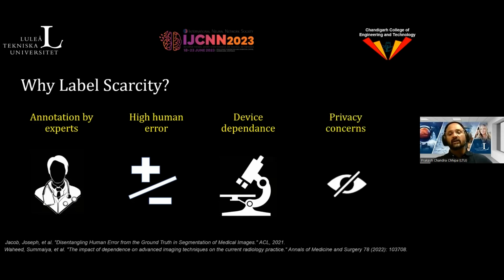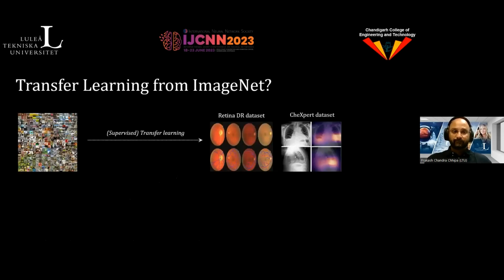Fourthly, there are privacy concerns, as medical data requires a series of protocols to make it accessible for research purposes. Then we come to the transfer learning aspects. In computer vision, supervised transfer learning has been a big success when it comes to knowledge transfer to other domains.